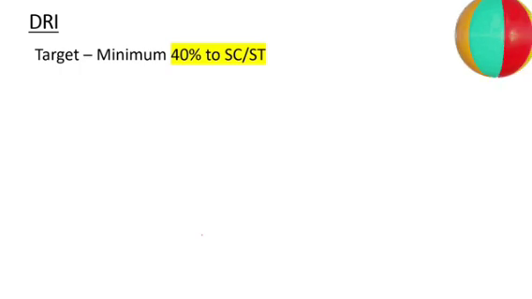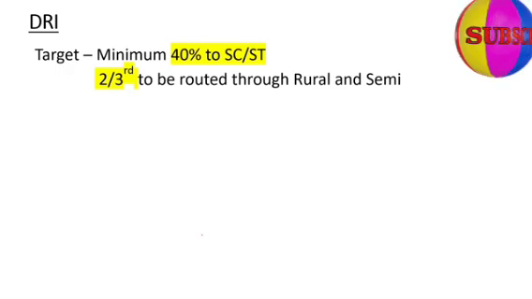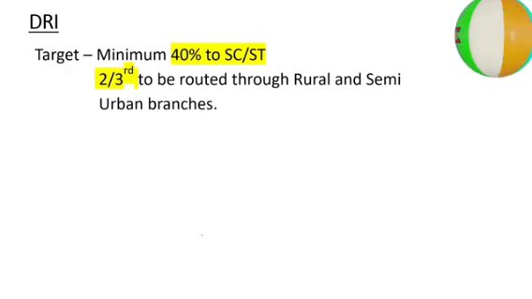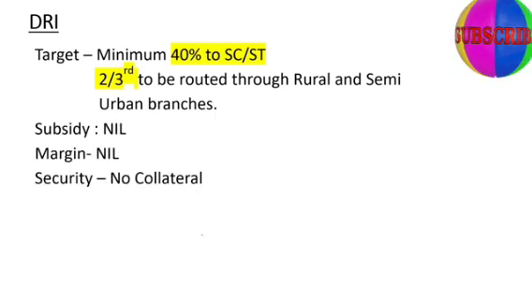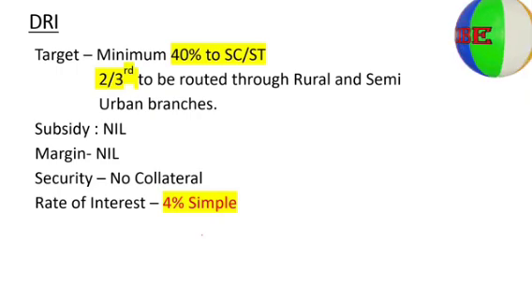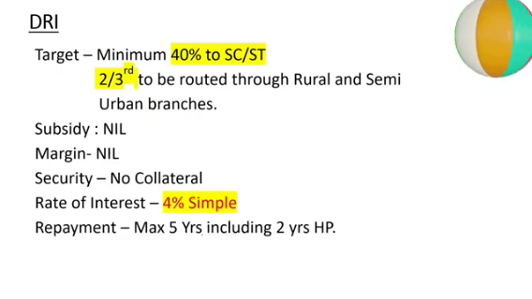Yes. What is the target? Minimum 40%, 2/5. That is, 40% should go to SC, ST members. Then two-thirds to be routed through rural and semi-urban branches. Minimum two-thirds of loans to be given by rural and semi-urban branches. No subsidy, no margin, no collateral security. Rate of interest is 4% simple. Repayment period maximum 5 years, including a 2-year holiday period.